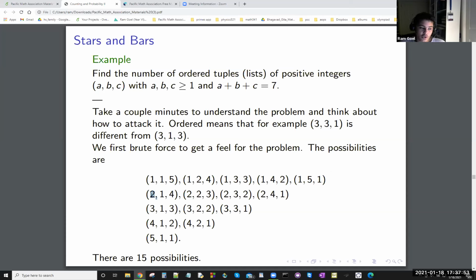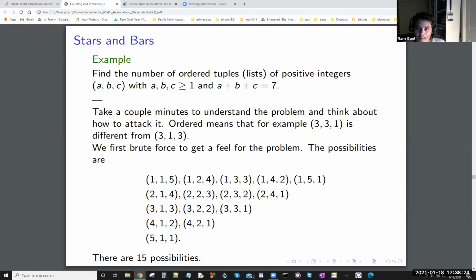If the first element's a 2, now look, 2, 1, 4 and 1, 2, 4 both appear, but that is fine. This is different from the previous example, like Suyash said in the chat. 2, 1, 4 is different from 1, 2, 4 because order matters. All right. So 2, then the next two have to sum to 5. So 1, 4, 2, 3, 3, 2, 4, 1. 3, you have 1, 3, 2, 2, 3, 1. 4, you have 2, and then 5, you have 1. So the total number of possibilities is 5 plus 4 plus 3 plus 2 plus 1, which is 15.